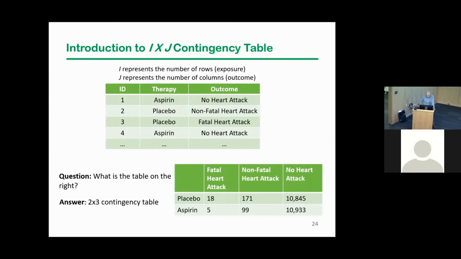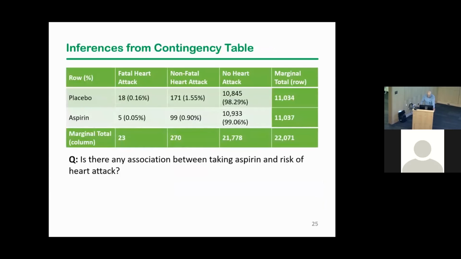That's right. Thank you. I wasn't sure if I was asking that question in the right way. Yes, it's a 2x3 contingency table, where you have 2 groups for the exposure and 3 groups for the outcome. So what do I do with this table? How do I ask and answer questions with it? You as a researcher may ask me, is there any association between taking aspirin and the risk of heart attack?